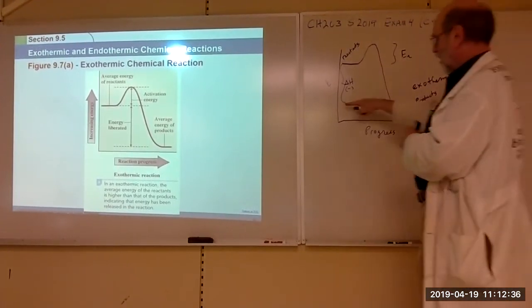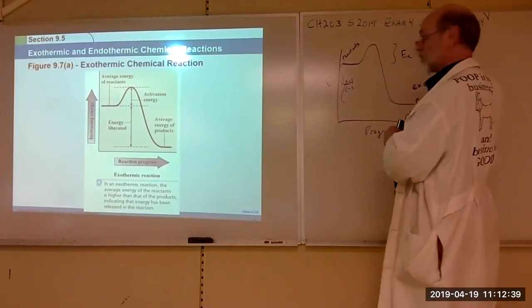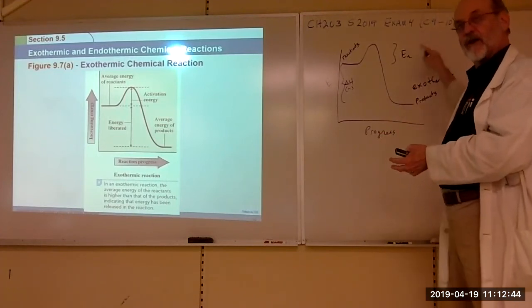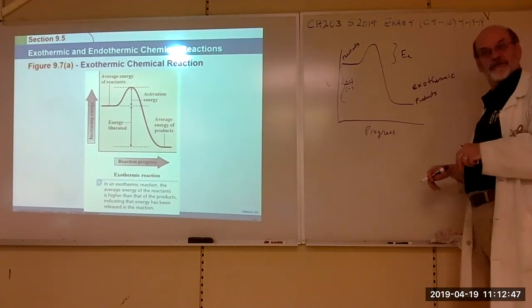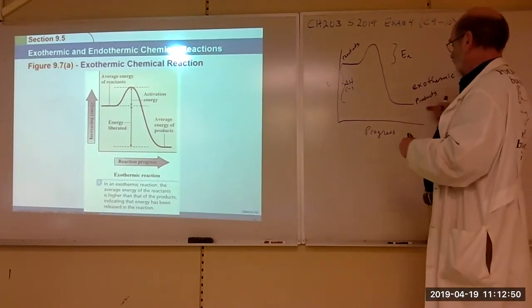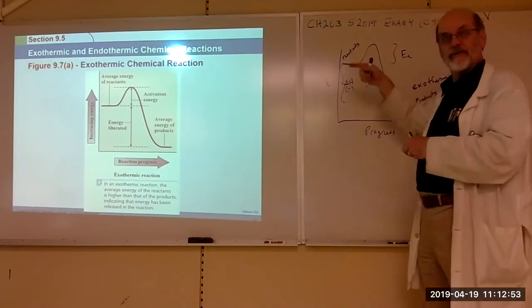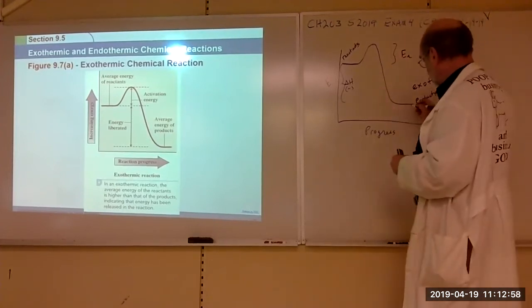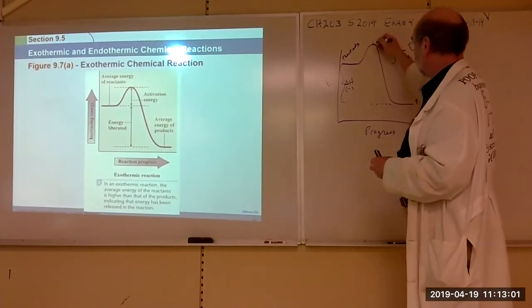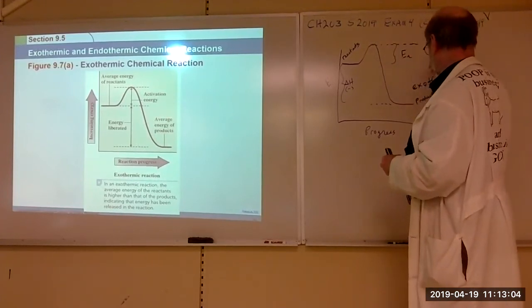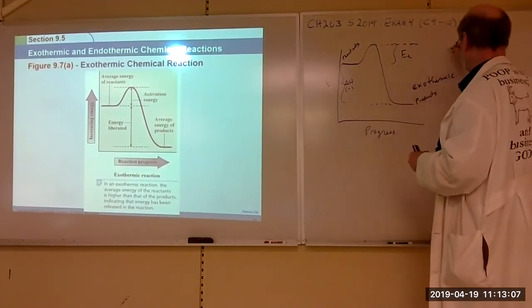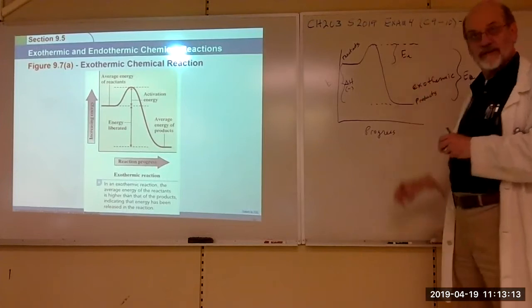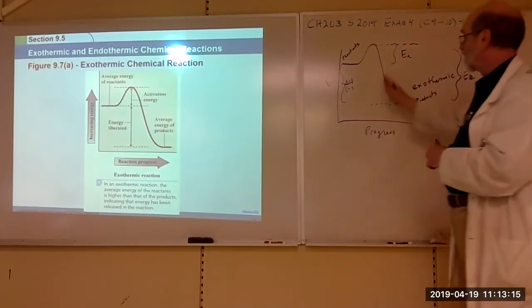Now, you could start over here with your reactants and end up over here with your products. That would be an endothermic reaction. Or you could run this reaction in reverse. What if we started over here and called these our reactants and ran back that way? What would the activation energy be then? The activation energy would be the difference between the products and this activated state. So for the reaction in reverse, the activation energy would be huge. You had to put a lot of energy into it to get it to go back over here.